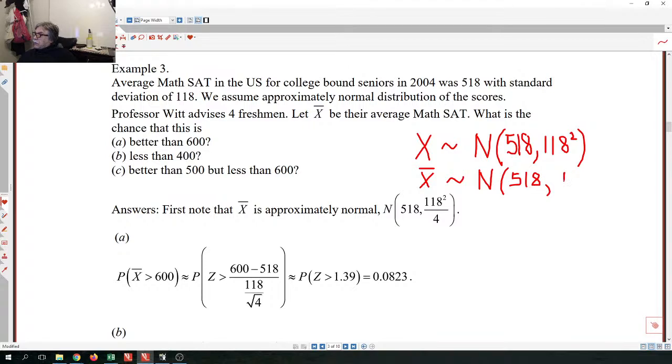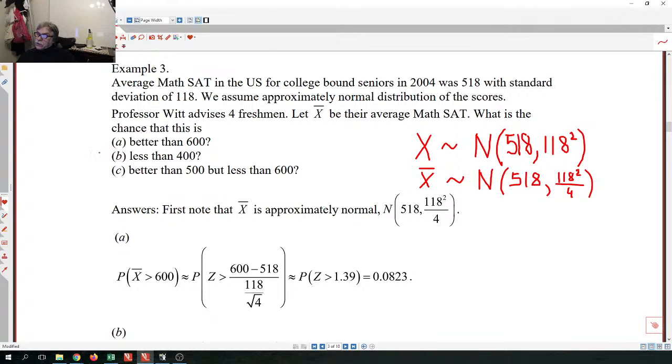But the variance, and we stated that as a part of the central limit theorem, the variance 118 squared for a single one becomes 4 times smaller. The sample size is 4. So the variation of the average score of 4 students, from 4 students to another 4 students to another 4 students, will not vary as much as it would vary from a student to a student. So that's the sense of the theorem.